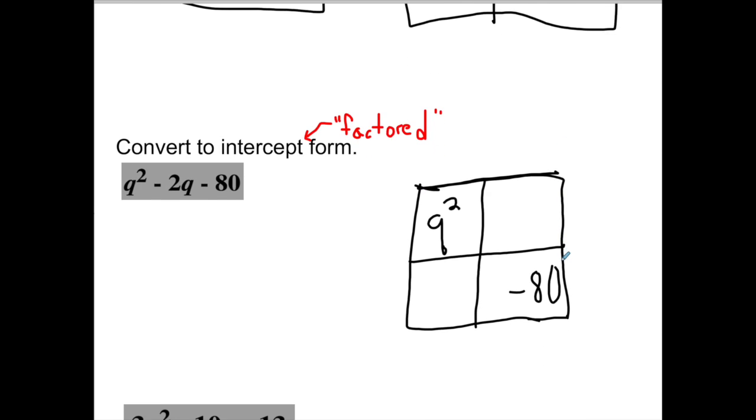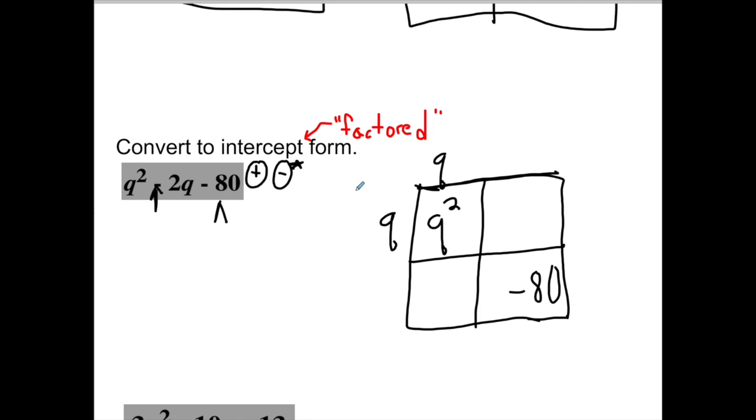And so now what we need to do is figure out what is going to go on the top and the left. So first, I need this to be q and this to be q, so that q times q is q squared. Now, I need to multiply two numbers to get negative 80. One will be a positive and one will be a negative because a positive times a negative is a negative. I also know they need to add to a negative 2. So the negative number is probably going to be further from 0 than the positive number.